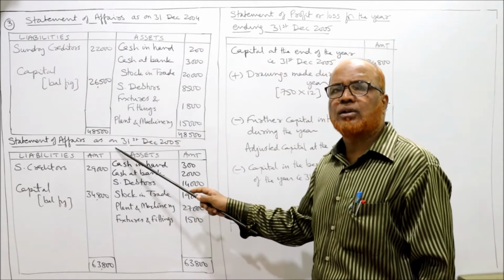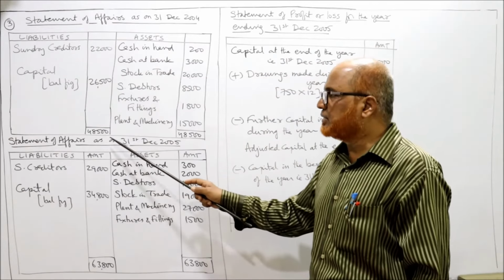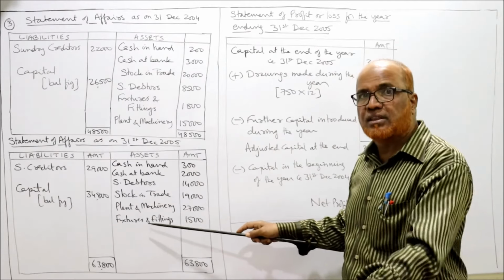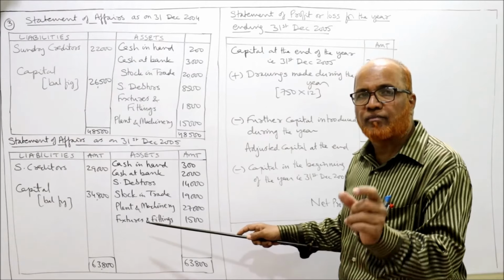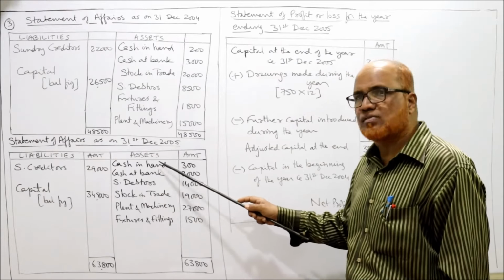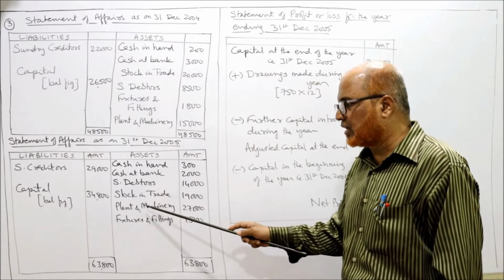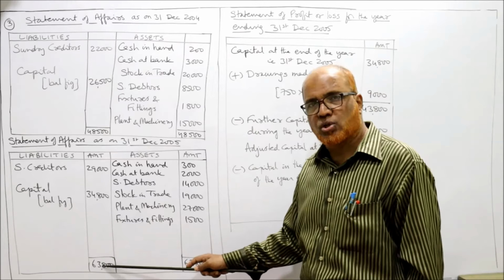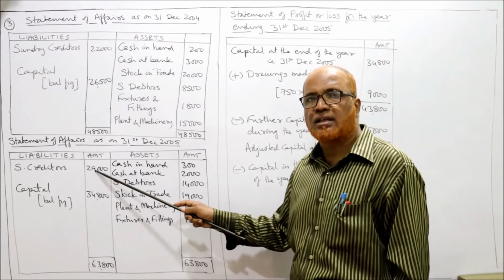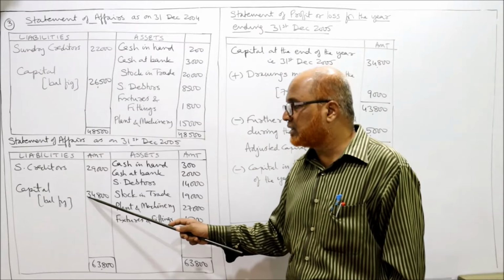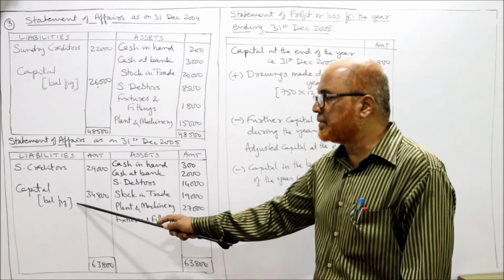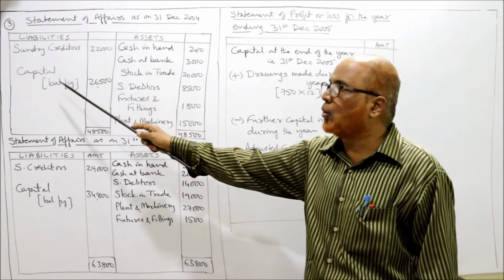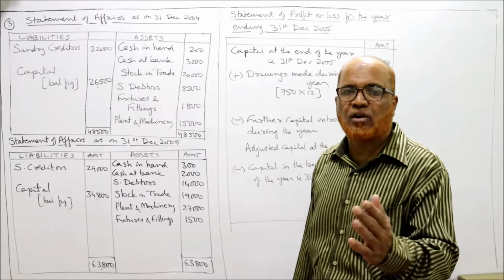Same way, we have to find out the capital at the end of the year. Same, 31st December 2005. This is 2004, this is 2005. Take all the assets given in the problem. Check the problem. What are the assets on 31st December 2005? Cash in hand, cash at bank, debtors, stock in trade, plant and machinery, fixtures. Take the values, take the total 83,800. 63,800, sorry. 63,800 minus 29,000 will get the capital at the end of the year, 34,800. This is the capital at the end of the year, the balancing figure. So by preparing this statement of affairs, we got opening capital and closing capital. Beginning of the year, end of the year.